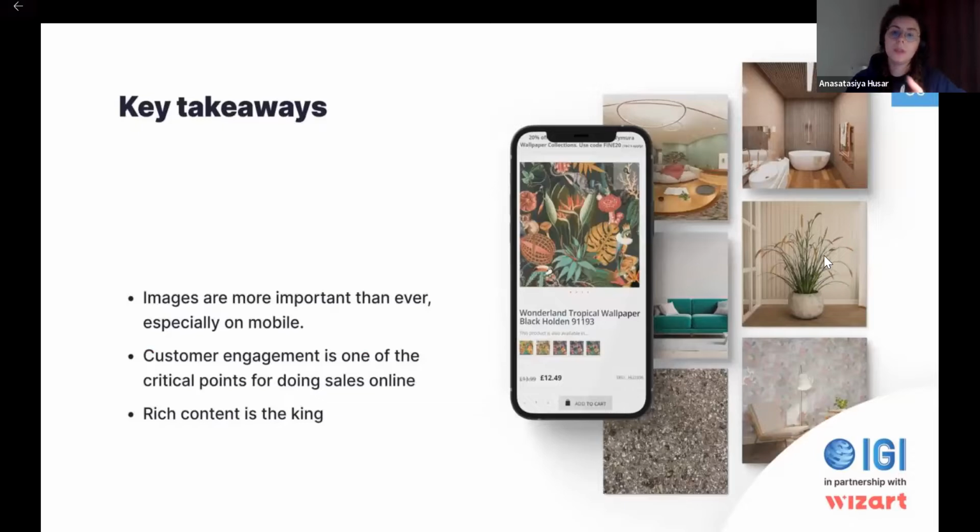Okay, so all these results mentioned above, they prove that actually images are more important than ever, especially on mobile, as Russell mentioned above. And people are mostly buying from mobile, it goes without saying these days. It is also important to emphasize that customer engagement is crucial. It is basically the process of fostering interest in your brand with customers by appealing to their interest and creating content they want to see, the content they want to consume. So the better engaged your customers are, the longer you will be able to retain them, and the more loyal they will be to you. So customer engagement is indeed one of the critical points for selling online, and rich content is the king here. Okay, could you please move to the next slide, Zina?